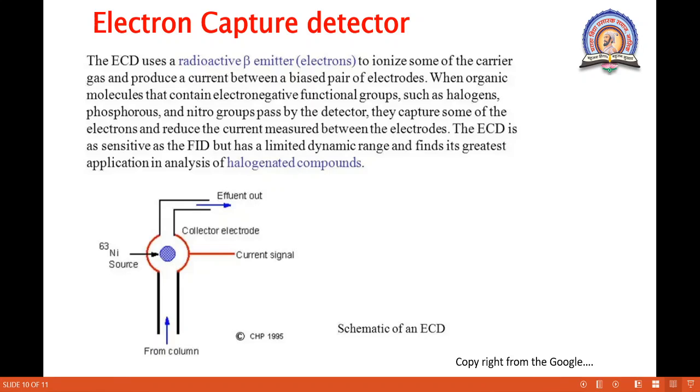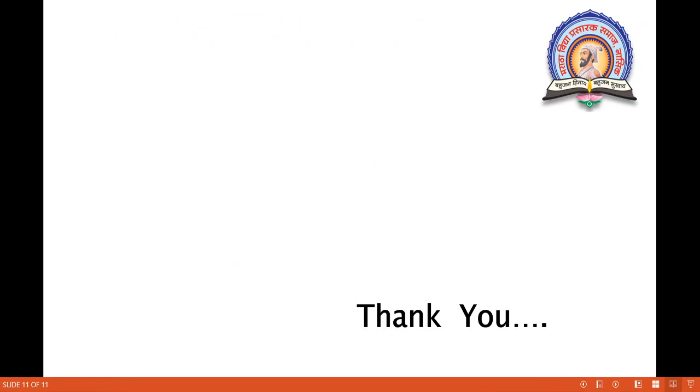With this we complete the columns and detectors which are used in gas chromatography. In the next lecture we will discuss the stationary phases used in gas chromatography. You have to write down the notes during the lecture.